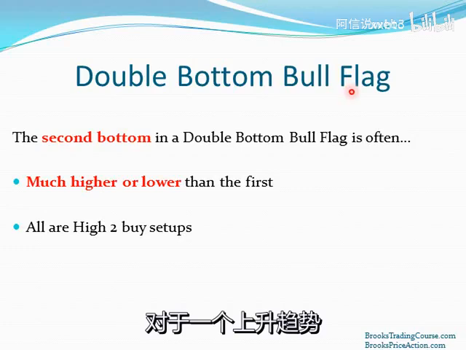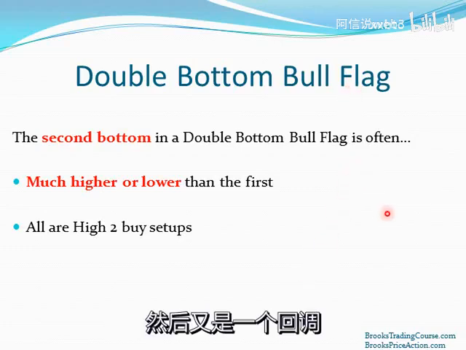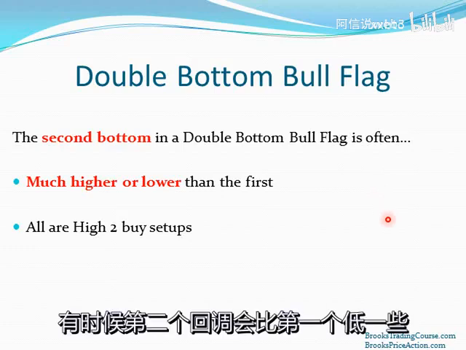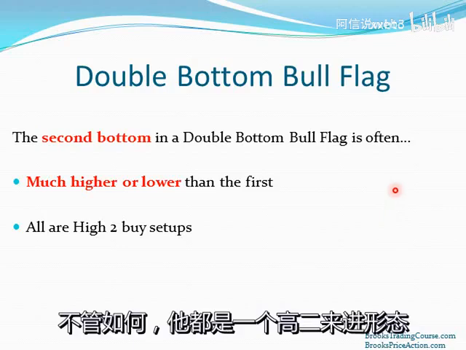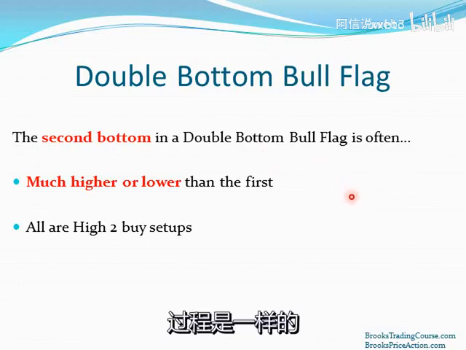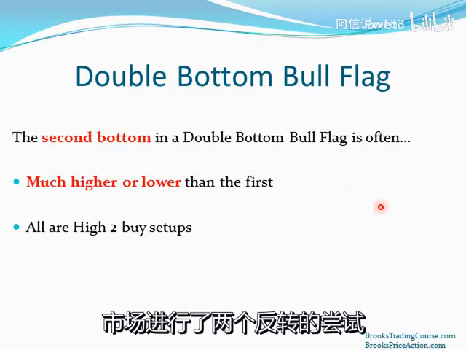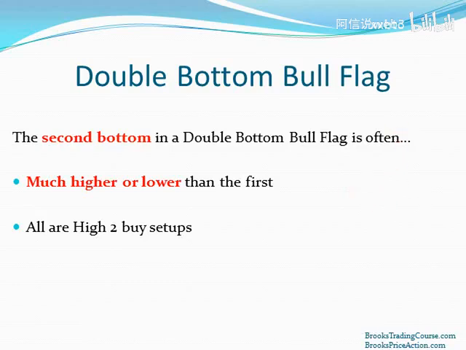Double bottom bull flag. If you have a bull trend and a pullback and then a rally and then another pullback, sometimes the second pullback is much lower than the first. It can be much higher than the first. In either case, it's still a high to buy setup. All double bottoms are high to buy setups, and the process is the same. The market made 2 attempts to reverse, it failed, and the trend resumed.